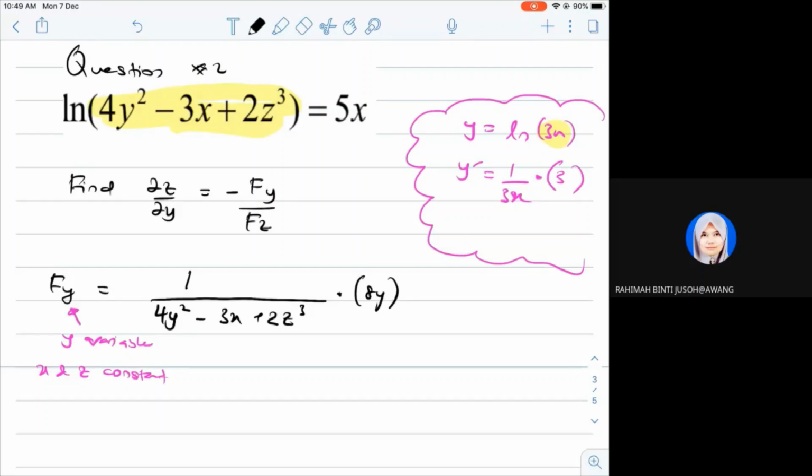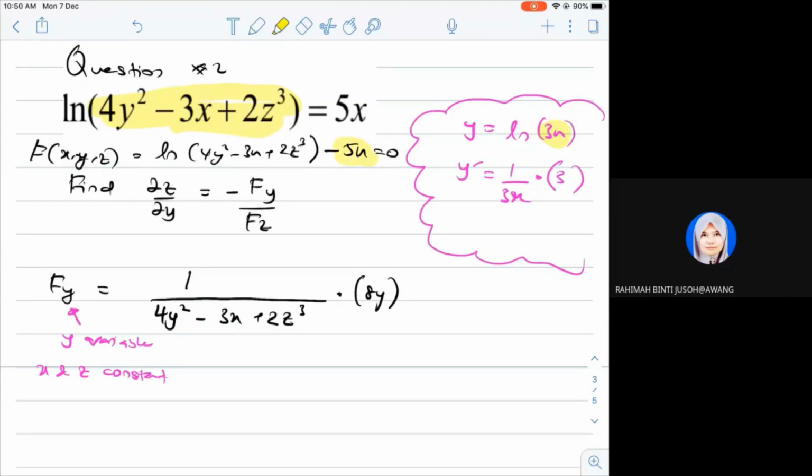Okay, 8y. Oh, before that guys, I forgot the first step. To use the second method, you must have f(x,y,z) equals ln(4y squared minus 3x plus 2z cubed) minus 5x equals to 0. This is the first step. Don't forget. Now, multiply by 8y. How about this? Negative 5x.